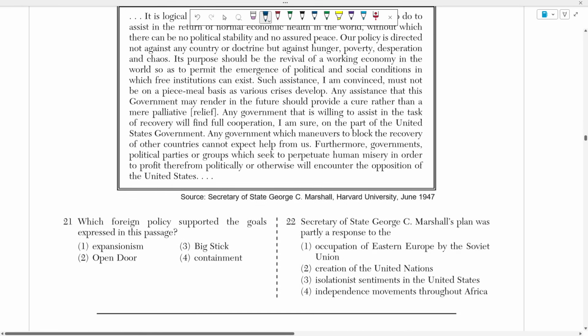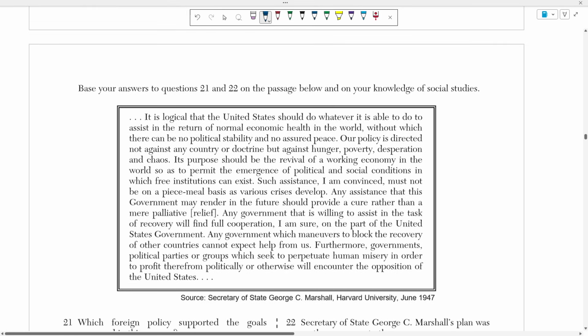Question 21 asks, which foreign policy supported the goals expressed in the passage? So it says, it is logical that the United States should do whatever it is able to do to assist the return of normal economic health to our world, without which there can be no political stability and no assured peace. Our policy is directed not against any country or doctrine, but against hunger, poverty, desperation, and chaos. Its purpose should be the revival of a working economy in the world so that it permits the emergence of political and social conditions in which free institutions can exist.